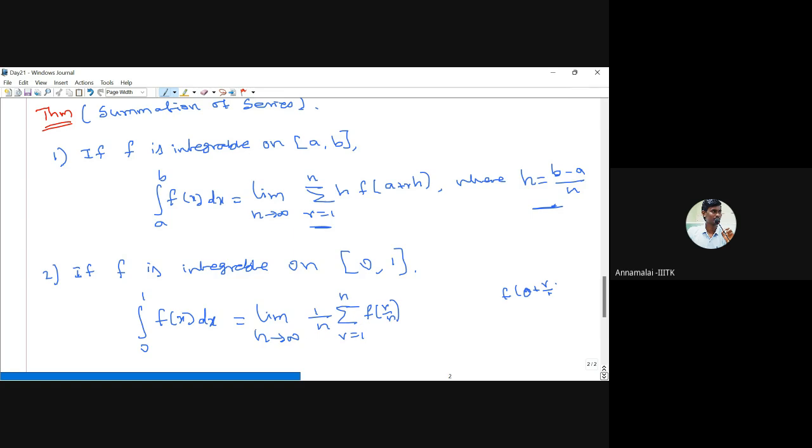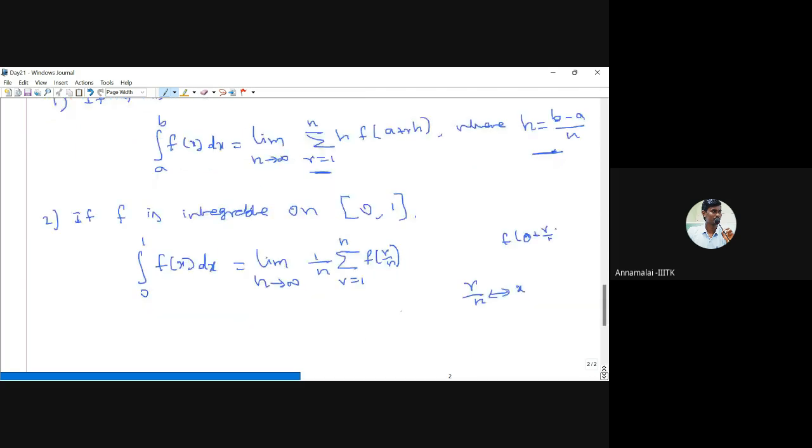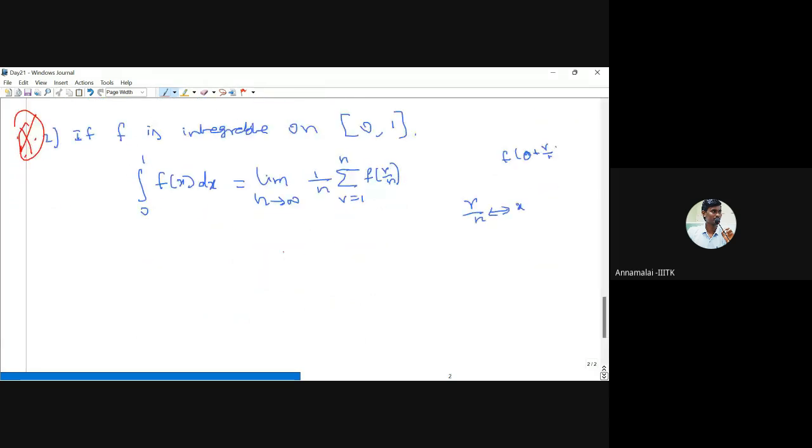Therefore, limit as n goes to infinity of 1/n summation r equal to 1 to n of f(r/n). Then we can simply replace r/n equal to x, and then you have to put the integration there, from 0 to 1. And then substituting r/n equal to x, we get this one. So this is a very, very important formula, the second one. Whenever the right hand side has this form, we can simply write the integral from 0 to 1 of f(x) dx, provided f is integrable. Now we solve some problems using this. Exercise.